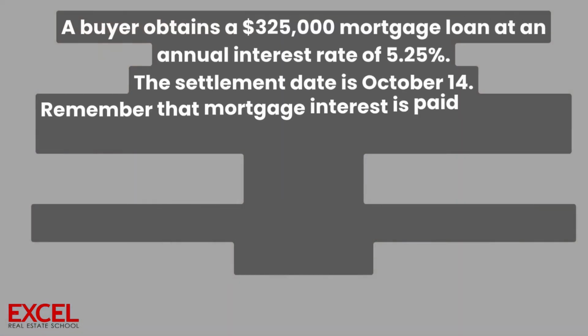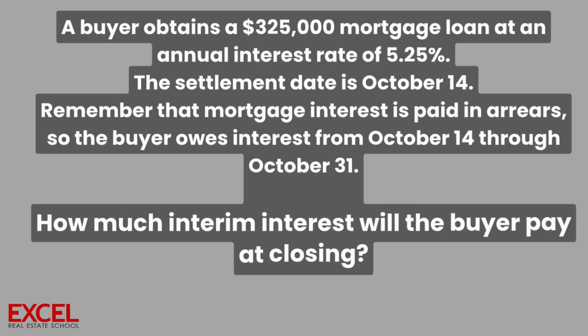A buyer obtains a $325,000 mortgage loan at an annual interest rate of 5.25%. The settlement date is October the 14th. Remember, the mortgage interest is paid in arrears, so the buyer owes interest from October the 14th through October the 31st. The question will be, how much interim interest will the buyer pay at closing?